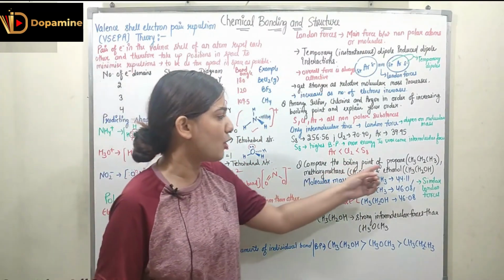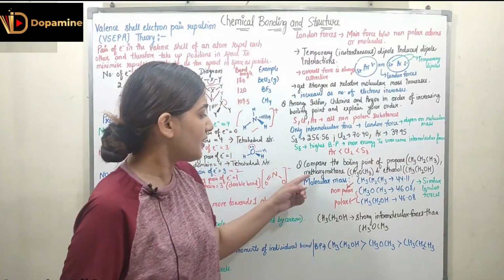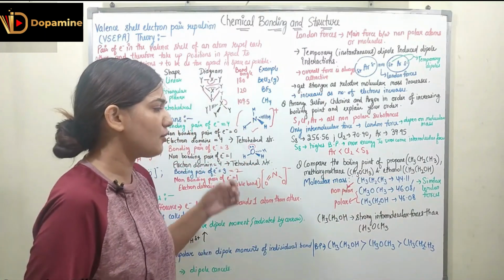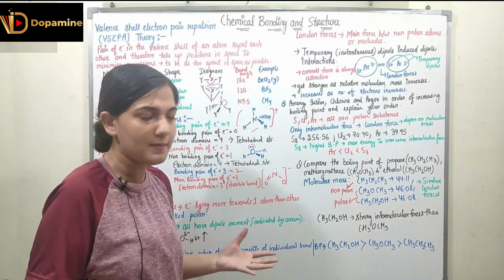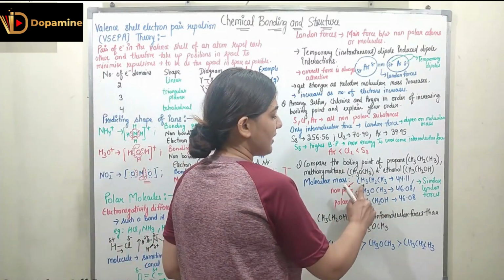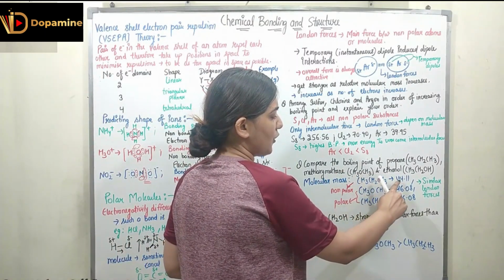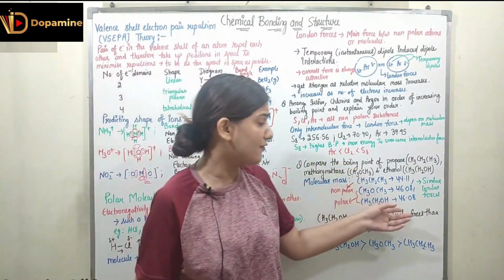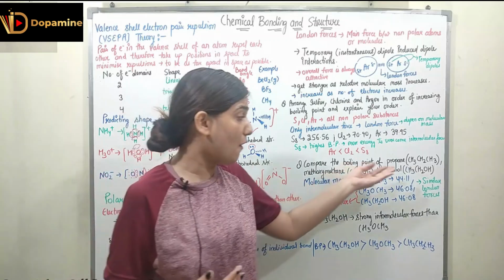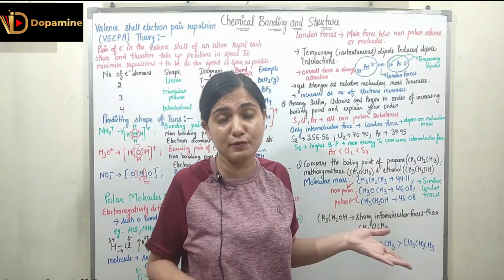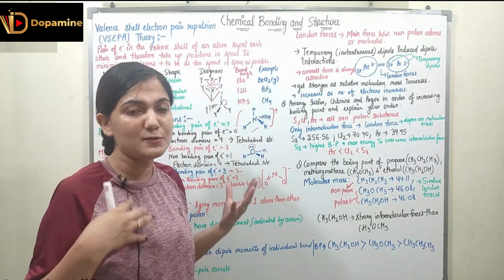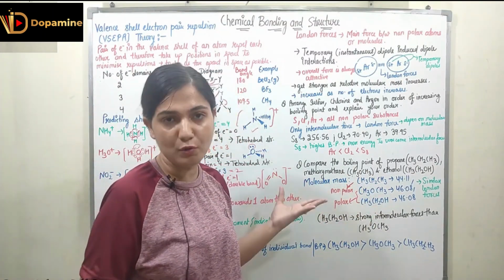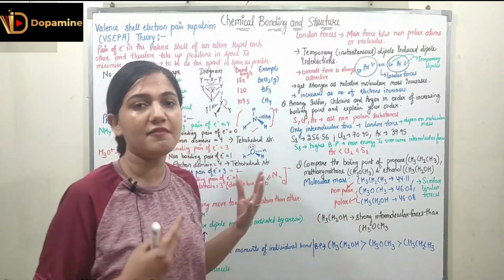Coming to the next question: compare the boiling points of propane CH3CH2CH3, methoxymethane CH3OCH3 and ethanol CH3CH2OH. Right, so we first have to understand the molecular mass of all of them. You can see CH3CH2CH3 is 44.11, CH3OCH3 is 46.08, and CH3CH2OH is 46.08. Now we can see all of them have almost similar molecular mass. Now we have to see which of them is polar and non-polar. If I see propane, CH3CH2CH3, it is non-polar, right? There is no electronegative atom.